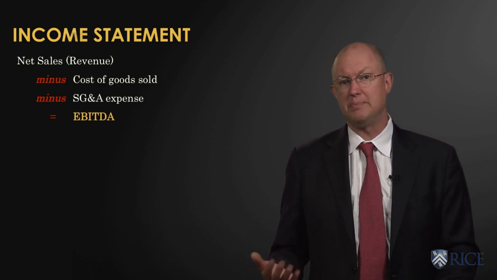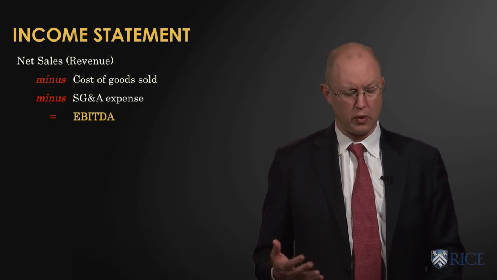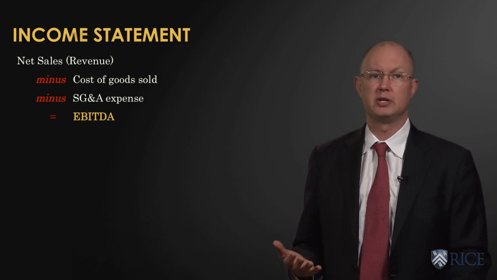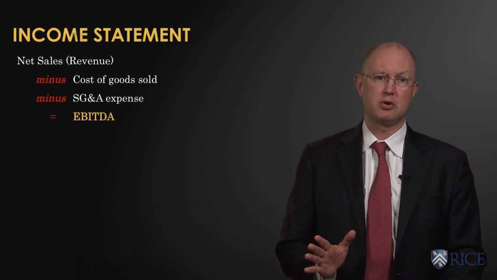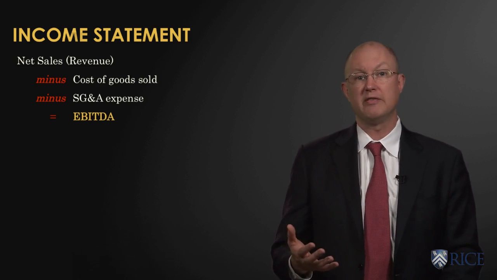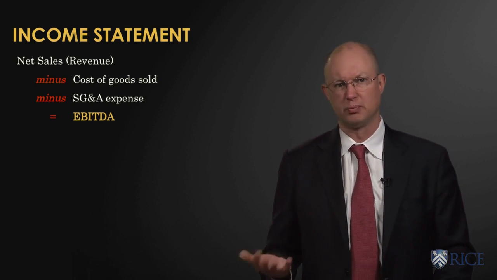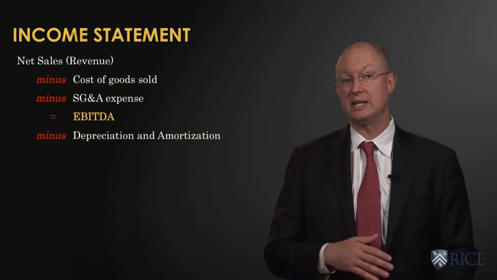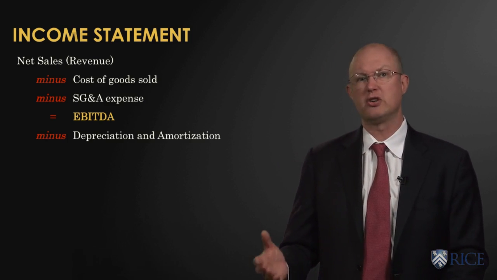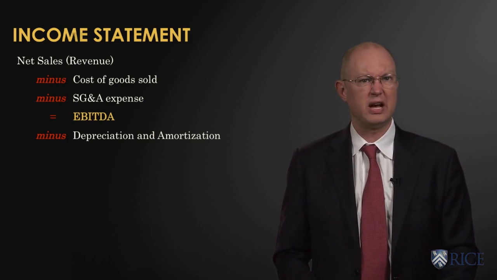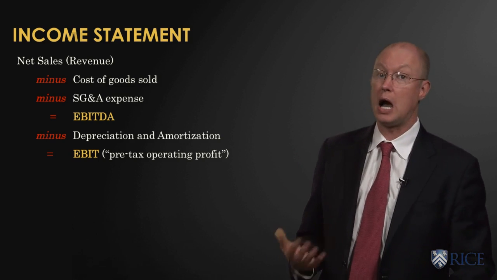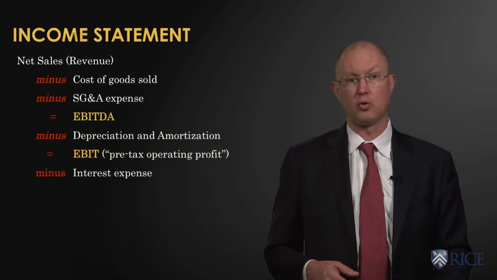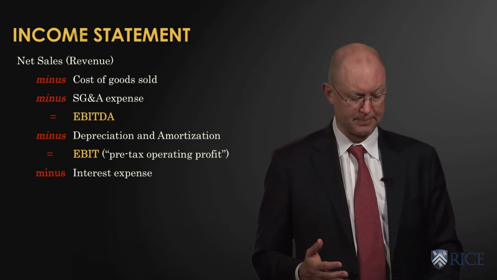That gives me EBITDA, what accountants call earnings before interest, taxes, and depreciation and amortization. EBITDA is our basic measure of profit. It's how much money I've made after I get rid of the costs of producing those sales. If I take out depreciation and amortization, or how much my assets have deteriorated in value, that gives me EBIT, which we sometimes call pre-tax operating profit, earnings before interest and taxes.